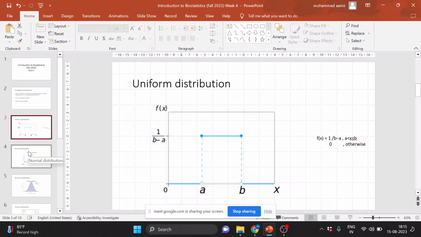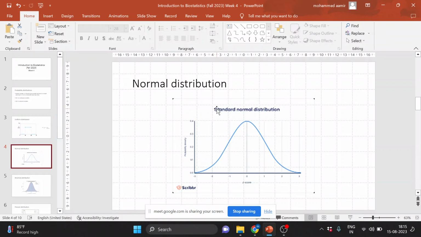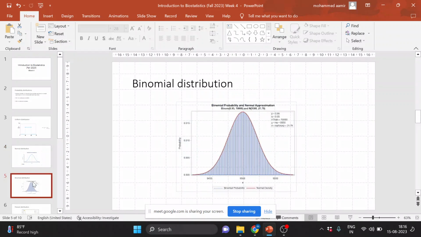Next, we have something known as the normal distribution, where you have this kind of shape. We have already done this, where the mean, median, and mode are similar, and we have a standard deviation. This entire distribution can be characterized just by its mean and standard deviation. And then you have the binomial distribution, which comes from your Bernoulli trials.